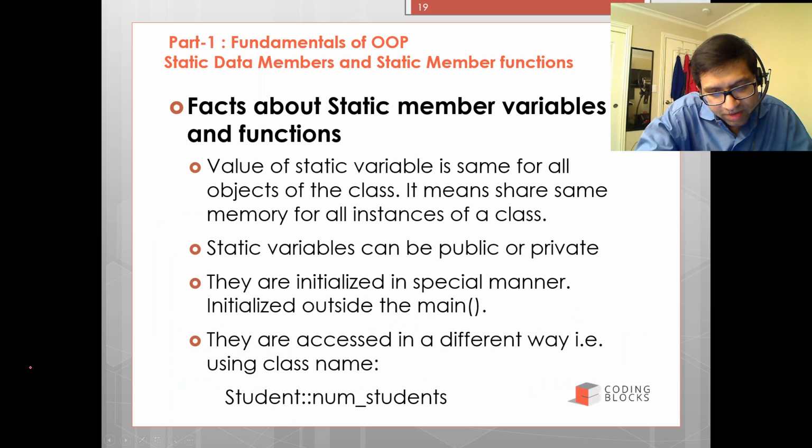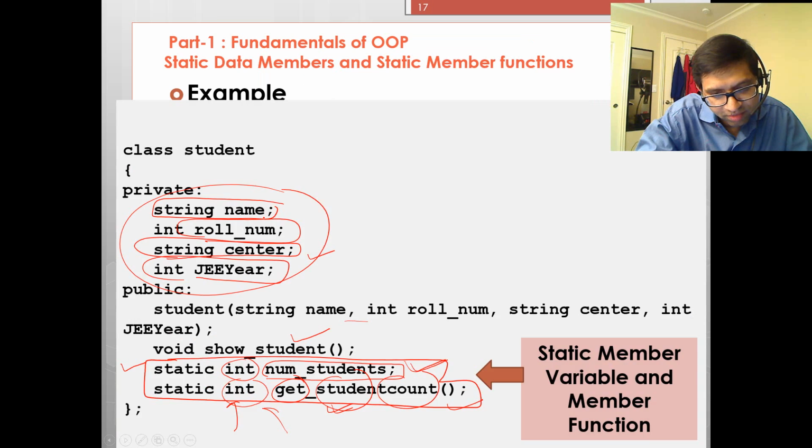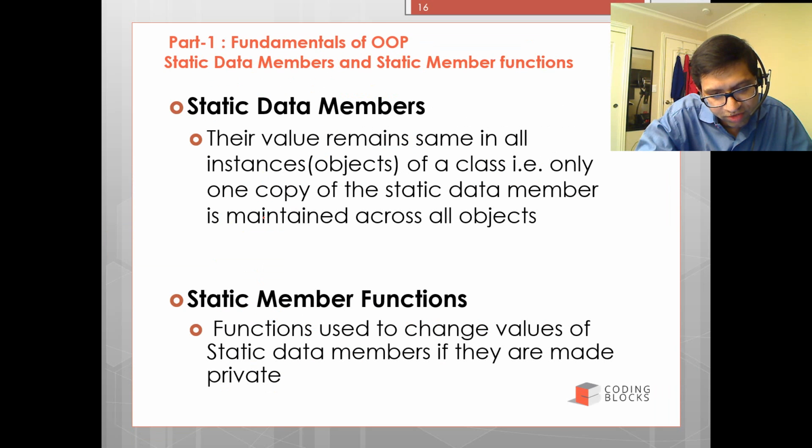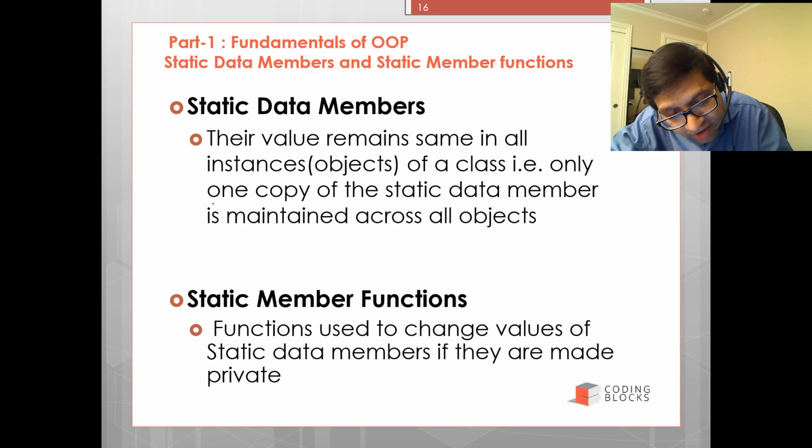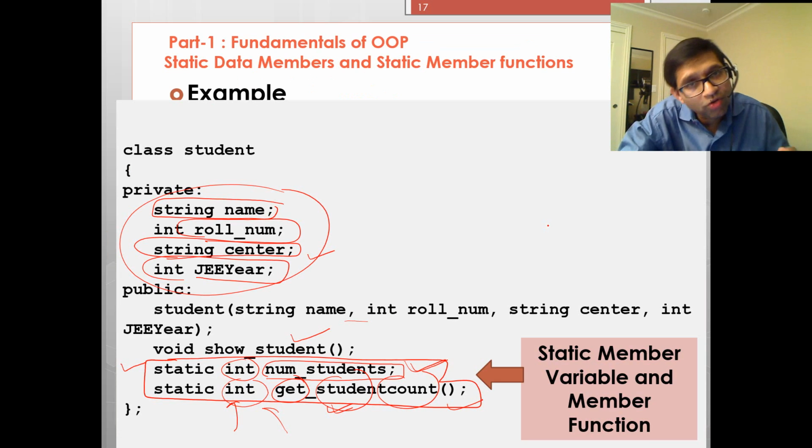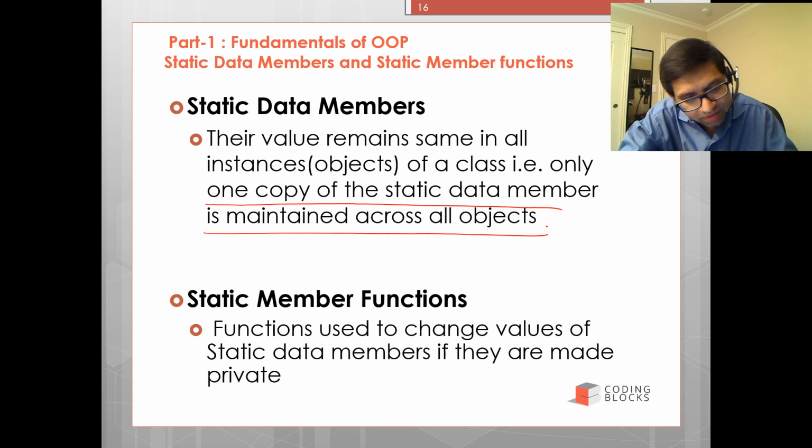Let's see an example, then it will be more clear to you. First of all, let's go through the facts about the static. Let's go a step back. Yeah, so we started from here. The static data members, these values remain same in all the instances and all the objects of a class. Only one copy of the static member is maintained across all the objects. That's an example I gave you. One copy is maintained across all the objects.